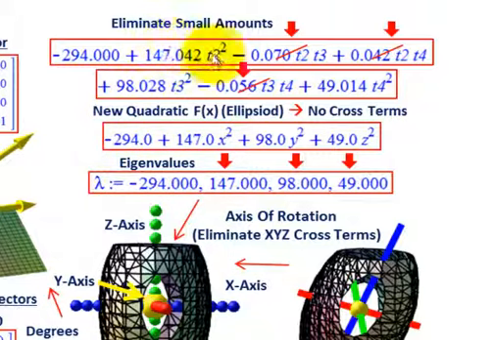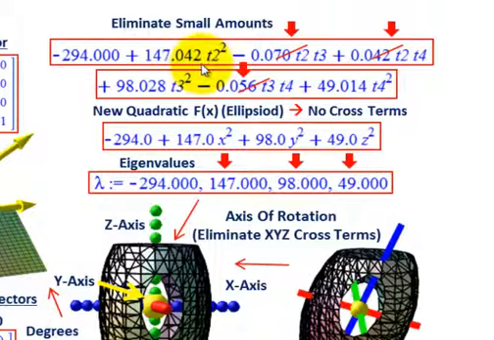Okay, so this is what we ended up with after our substitution. And really, by looking at your eigenvalues, you're eliminating the small amounts in this new formula. You can see what's going on here. We start out with that minus 294, but then we have plus 147 T2 squared. Let's look at that. That really matches our new equation, 147x squared.